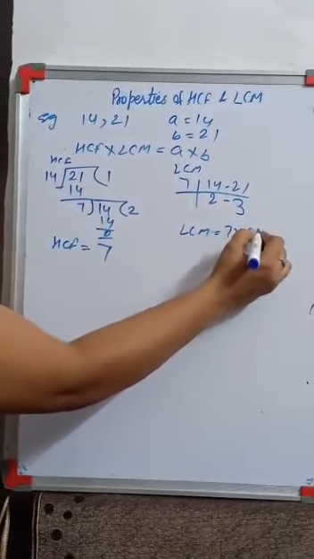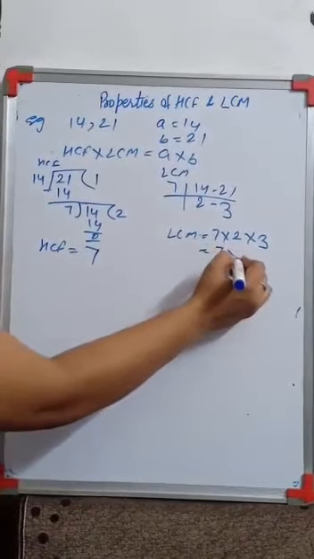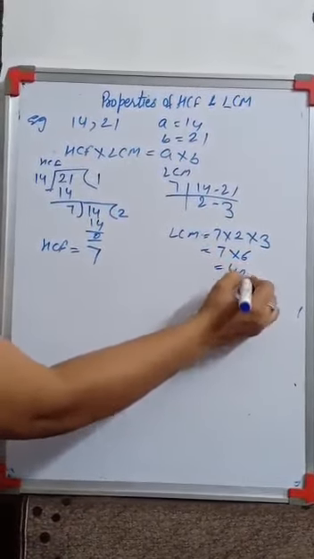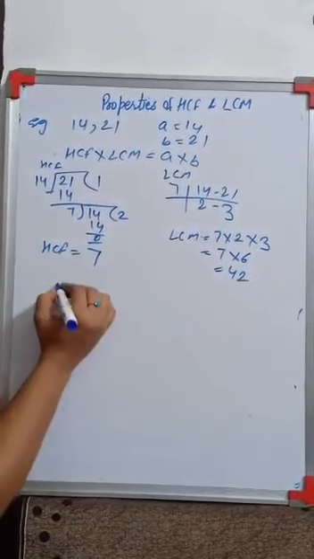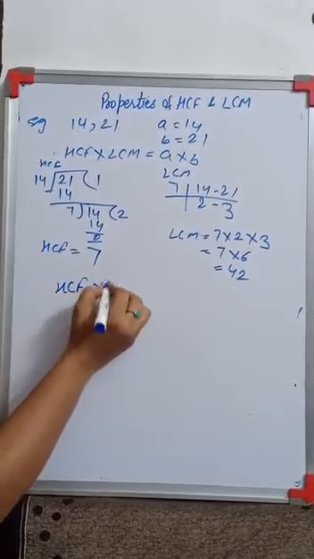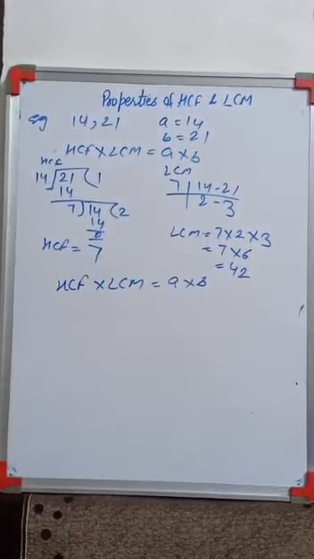7 into 2 into 3. Right? So it will be how much? 7 into 6, so it will be 42. Right? Now check what you need to check: HCF into LCM is equal to A into B, right? That you need to prove.